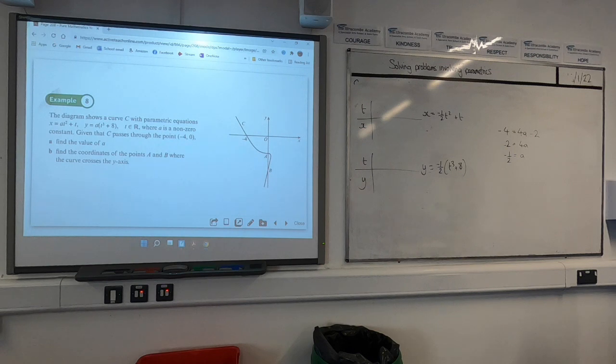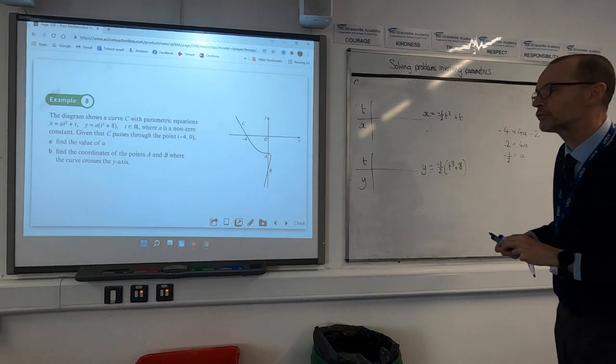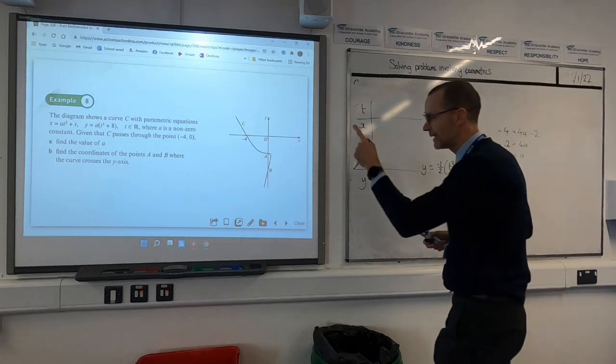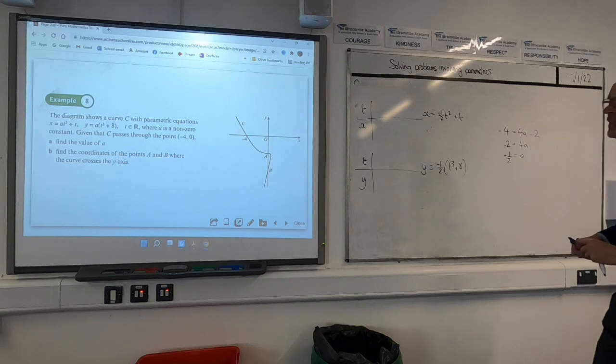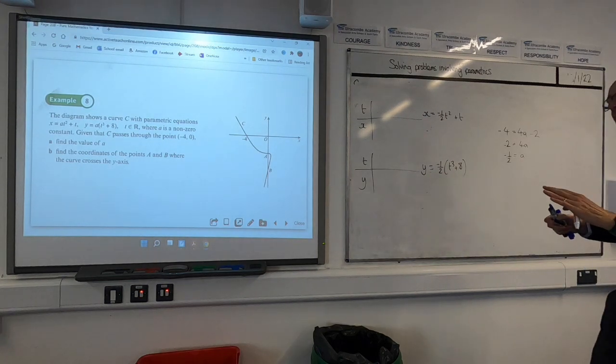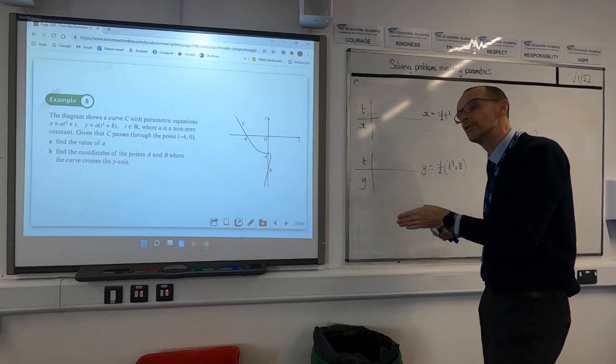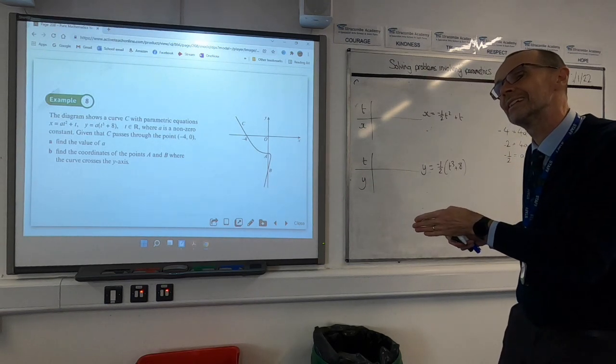Here's the second part of that question. We're now asked where that graph crosses the y-axis. There are two places, A and B. Harry, what do I know about those 2 points? What will they both have in common? They're on the y-axis. What's always true about points on the y-axis?